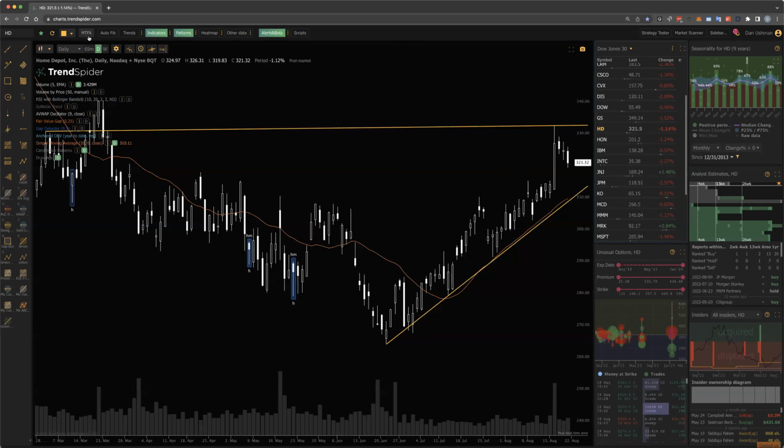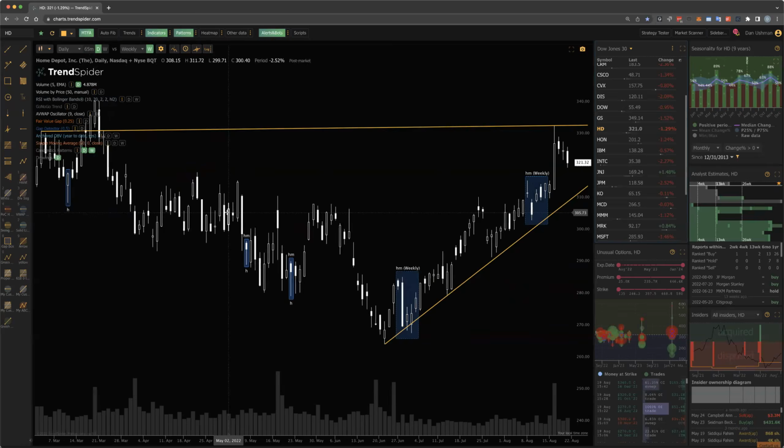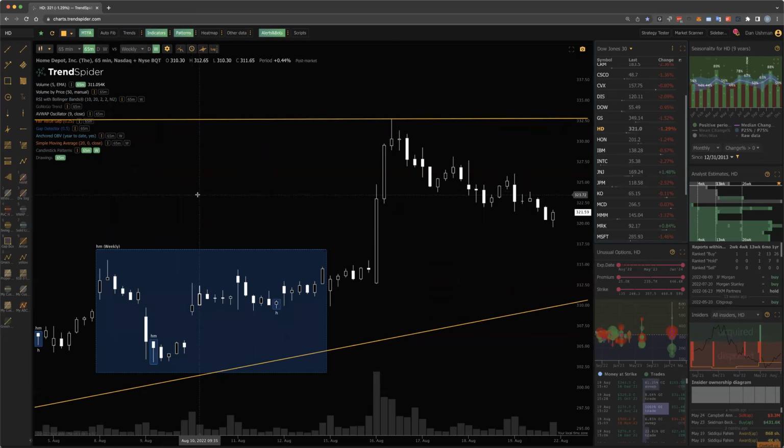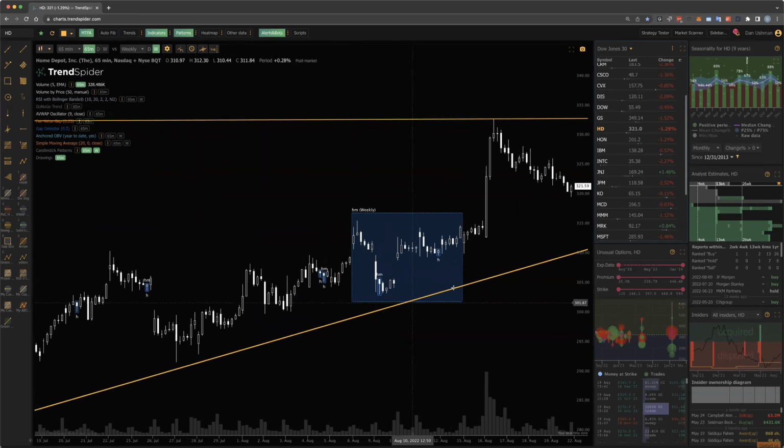But what's cool is this works with MTFA, right? So you can say, okay, I want to find hammers from the weekly time period on my daily chart. And you can see that this is a hammer on the weekly time period, right? But these are the candles that make up that hammer on the daily time frame. So it's like X-ray vision. You can zoom out even more. These are the 65-minute candles that make up this weekly hammer.